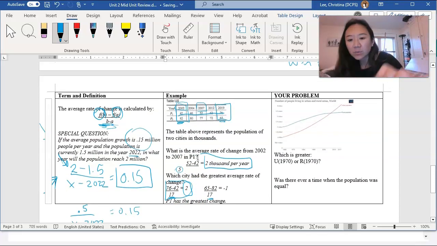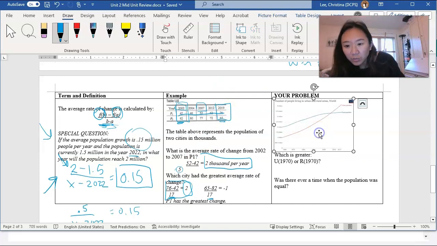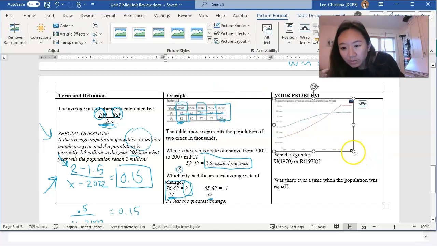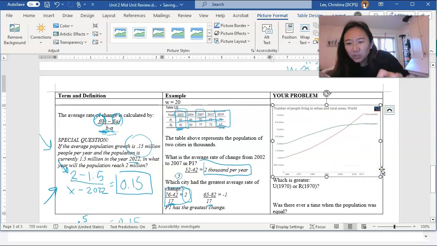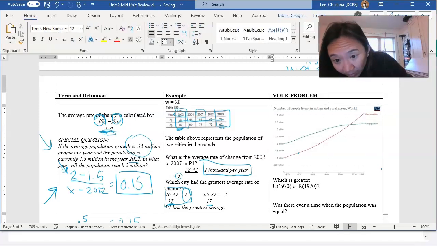All right, let's look at this one. It says, which is greater, U of 1970 or R of 1970? Okay, so let me see. I should have made this much bigger, I apologize. I'm trying to make this bigger for us now as we look at this. Okay, so U is the red line and R is the green line, right? So U of 1970, if we look here, we have 1970 is right here, okay? So in this case, the rural population in 1970 was greater than the urban population. So R of 1970 is greater.